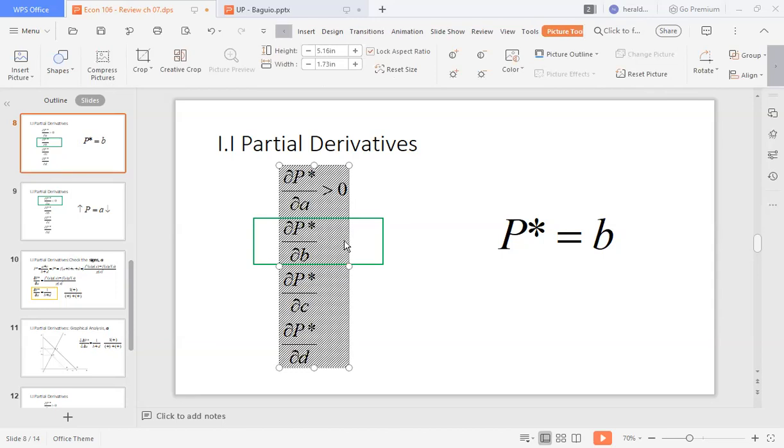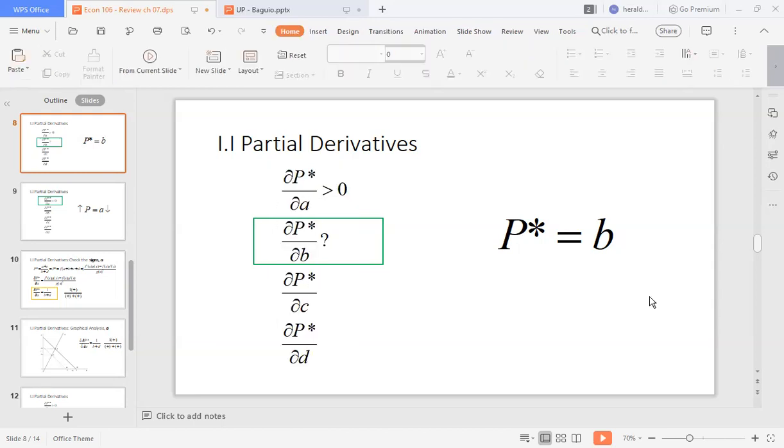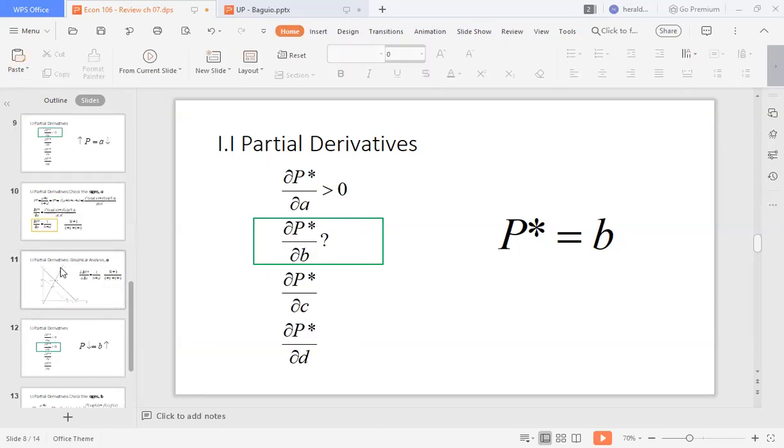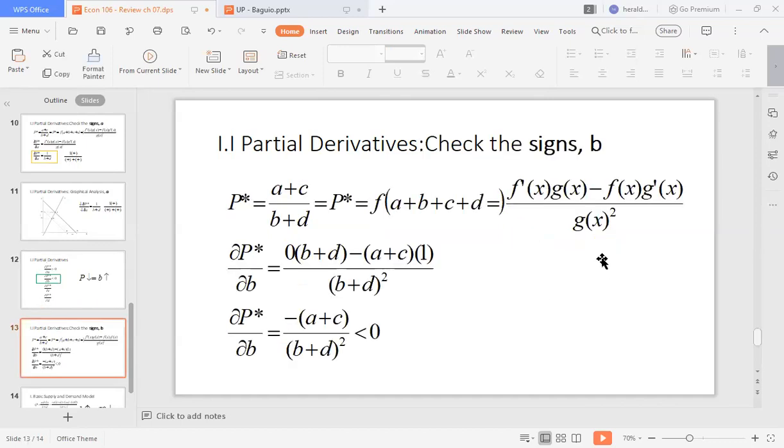It is possible that a change in this parameter would be positive or negative, but for now we don't know yet. So we'll do the same exercise. You can see here we are still treating B as one of the independent variables. So P star is again a function of A, B, C, and D. And we're still using the quotient rule here to get the first order partial derivative with respect to B here.